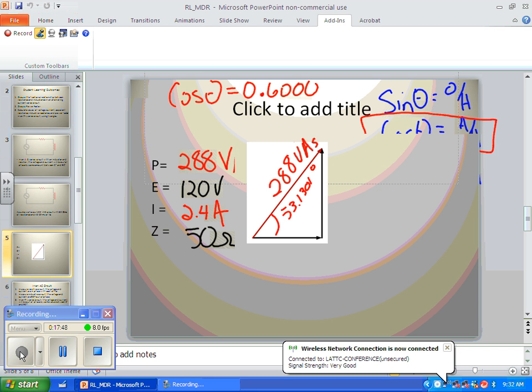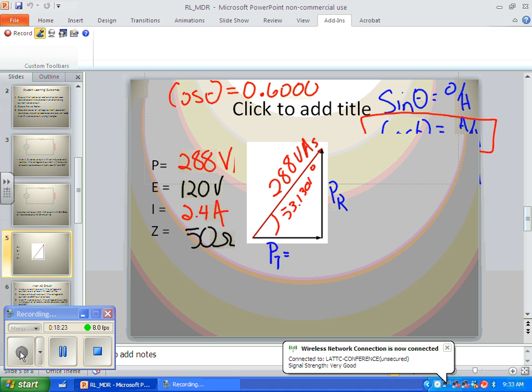So down here, the result of the resistance is true power. And over here, we have reactive power. Okay. Now, we could just say that we know that the power factor is 0.6, and we could multiply that times 288. That would give us our true power. But we're not going to do that this time.